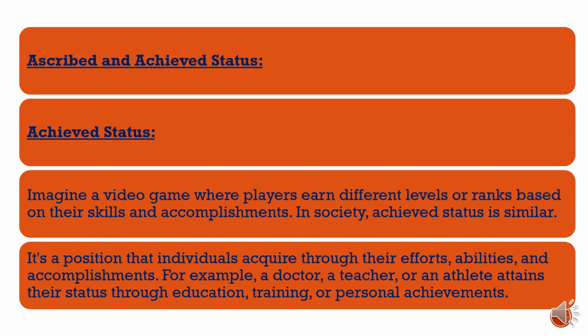Imagine a video game where players earn different levels or ranks based on their skills and accomplishments. In society, achieved status is similar. It's a position that individuals acquire through their efforts, abilities, capabilities, and accomplishments. For example, a doctor, a teacher, an engineer, an athlete attains their status through education, training, or personal achievements.